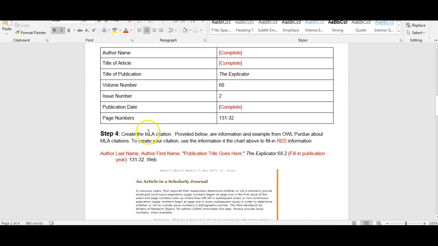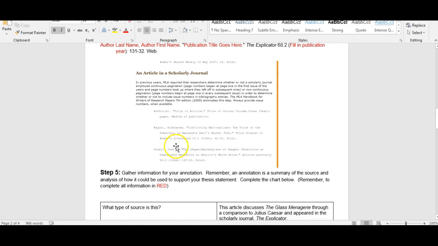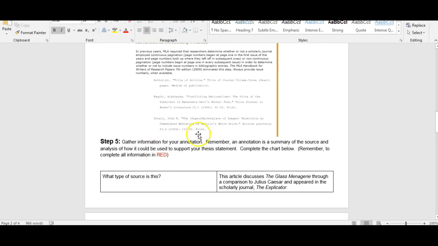Then you're going to create your MLA citation. I've gone ahead and put the proper order here. You need to fill in what goes in red. This is just helping you see how it needs to look as you continue to do this on your own. Then you're going to gather some information for your annotation.